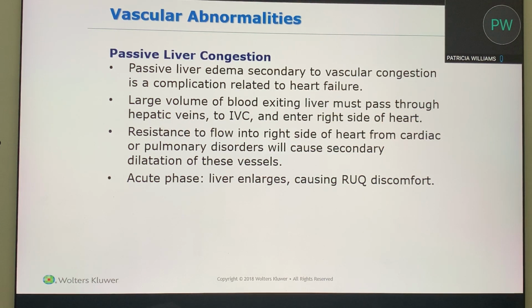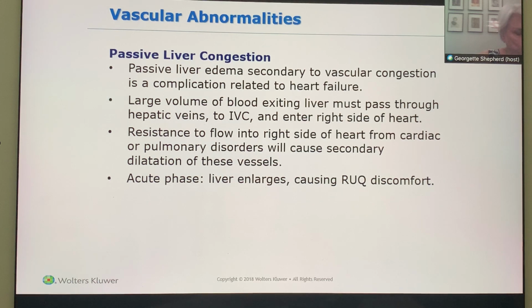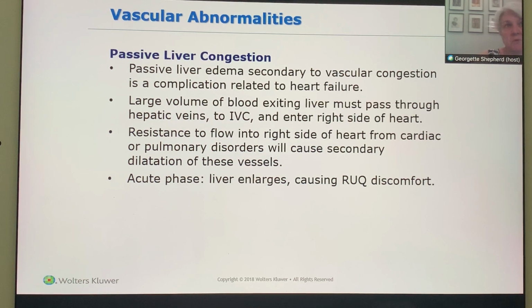If your patient is in, what do you call it? Heart failure? Congestive heart failure. That can also cause the hepatic veins to enlarge along with the IVC. Because remember, the SVC and the IVC dump into the right atrium. So if there's something wrong with the tricuspid valve, say I have regurgitation, then blood's not going to be traveling through the heart like it should.